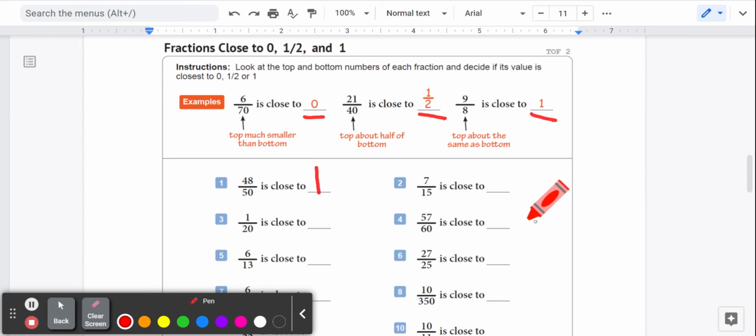Now 1 and 20, very, very far apart. Okay? So you would put a 0 for that one. And then for 6 and 13, well, they're about halfway apart on a number line, right? It takes almost 2 6s to get to 13. Okay? It actually takes a little bit more than 2 6s. So if multiplying that top number by 2 gets you really close to the bottom number, then you know it's going to be close to half. Okay, so then you're going to put in 1/2. Okay, so now you'll just do the rest of those.